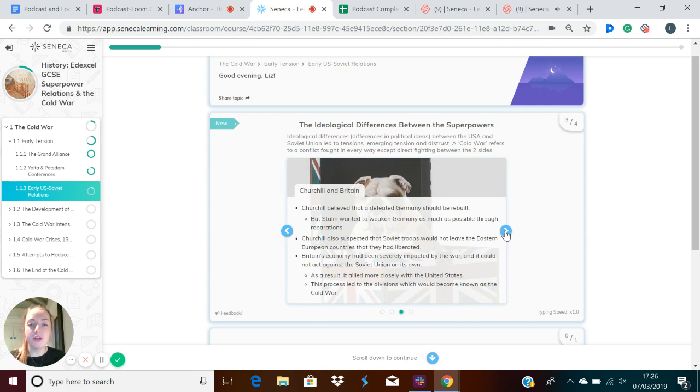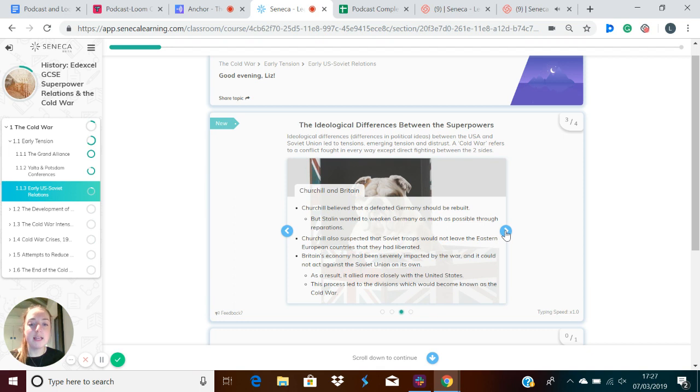Churchill was the Prime Minister of Great Britain. He believed that a defeated Germany should be rebuilt. But Stalin wanted to weaken Germany even more through reparations. Churchill also suspected that Soviet troops would not leave the Eastern European countries that they had liberated.